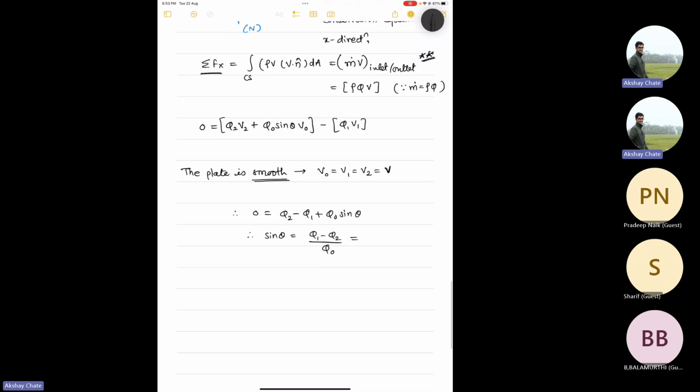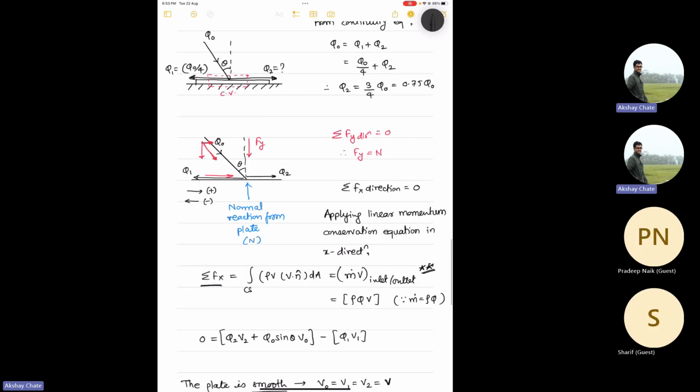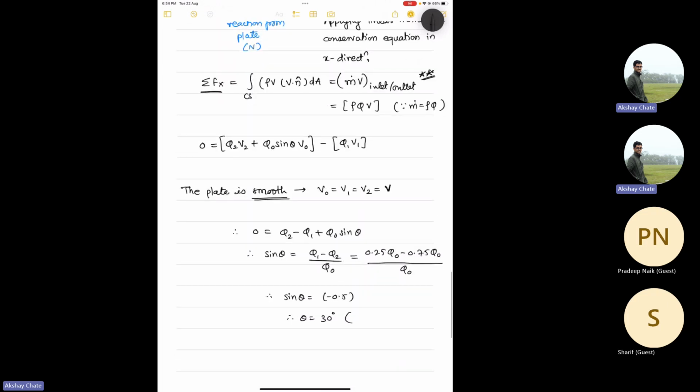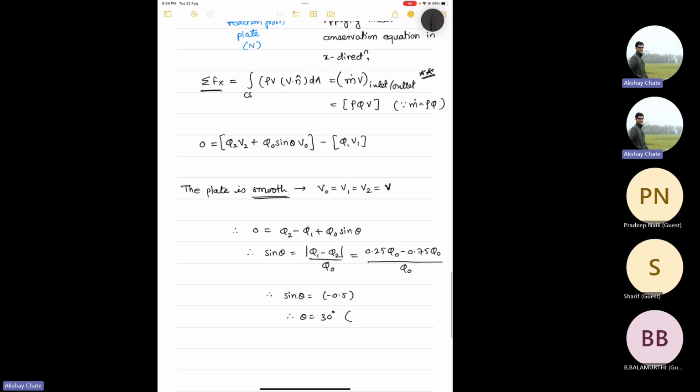So Q1 was 0.25 times Q0 minus 0.75 times Q0. This 0.75 we got from the continuity equation. So therefore sin theta comes to minus 0.5. So therefore theta is 30 degrees. You can't take it as minus, right? Because of the sign convention, minus 0.5 has come. So practically speaking, you should put a modulus sign here, so that will avoid your confusion. So mod of minus 0.5 is 0.5, so theta is 30.